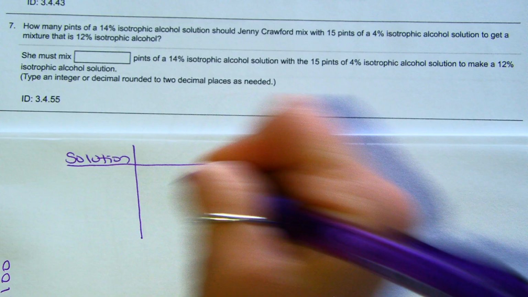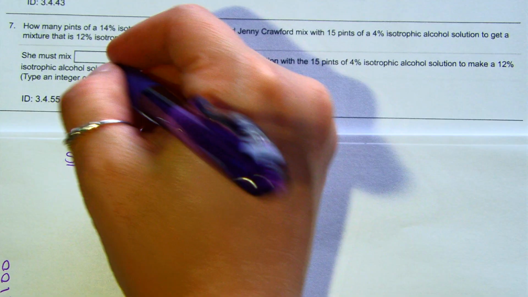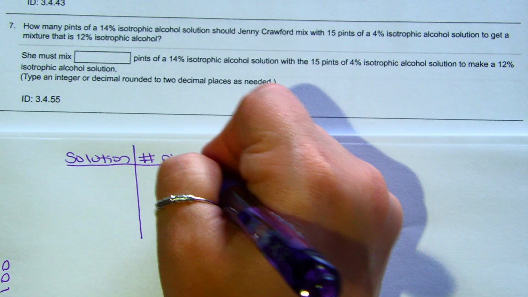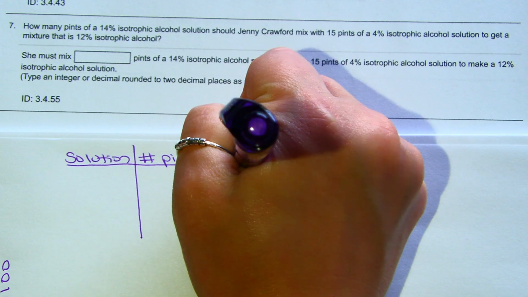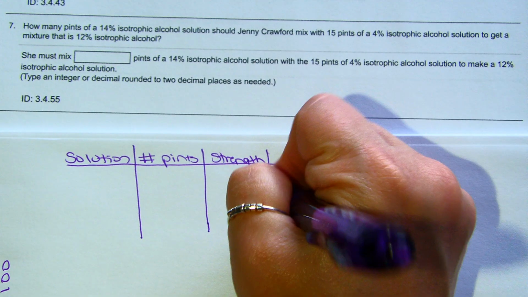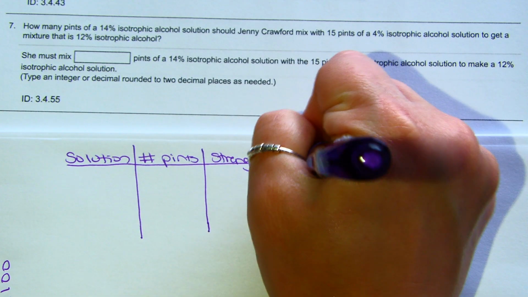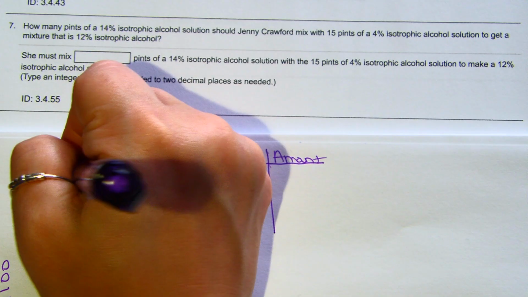Then we have our strength. And then we'll have our amount or total, however you like to label that last one. I don't know exactly how to label it. I think amount is usually what they label. So the first type of solution we have is a 14% solution. Then we have a 4% solution. And then we're going to have our mixture. Those are the three kinds that we're going to have.